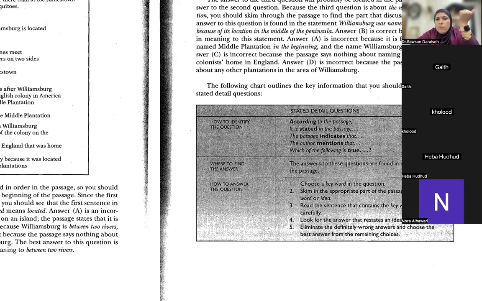You know we go back to that for the keyword or idea. بندور على الكلمة المفتاحية أو العبارة, الفكرة المفتاحية. Read the sentence, بنقرأ الجملة زي ما عملنا, that contains the keyword or idea carefully. Then what do we do? Look for the answer. بنبحث على الجواب، وهذا الجواب that restates an idea in the passage. اللي هو تقريبا بيعمل restatement، يعني بيعيد الفكرة بس بطريقة تانية بكلمات أخرى.